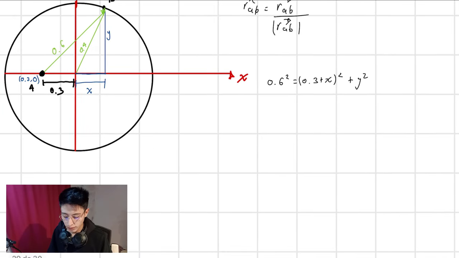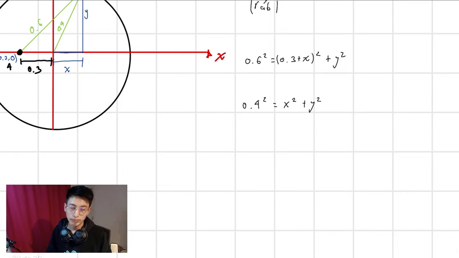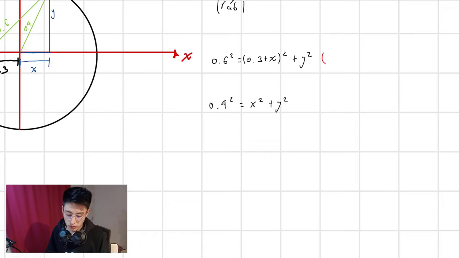Now, why do we need another equation? Because we have two unknowns. For us to solve this exercise, we need the same amount of equations. If I have two unknowns, I need two equations for me to solve it. The second equation is going to be generated regarding the second triangle that I mentioned before. This one. It is going to be 0.4 squared equals x squared plus y squared. The same thing. Now, I'm going to call this equation 1 and this equation 2.